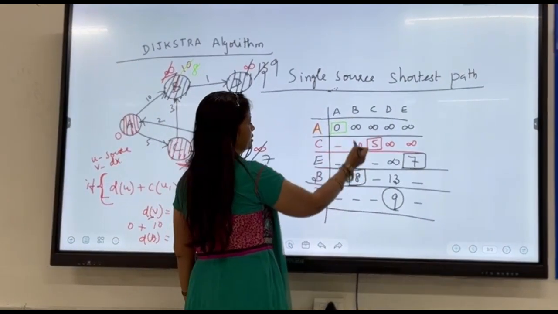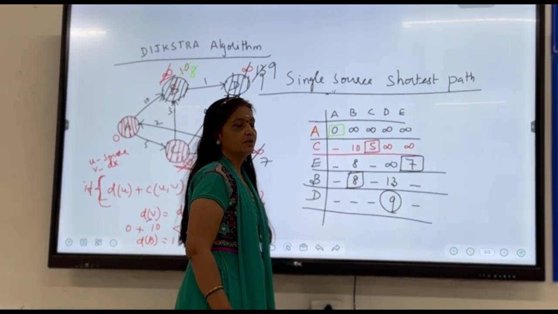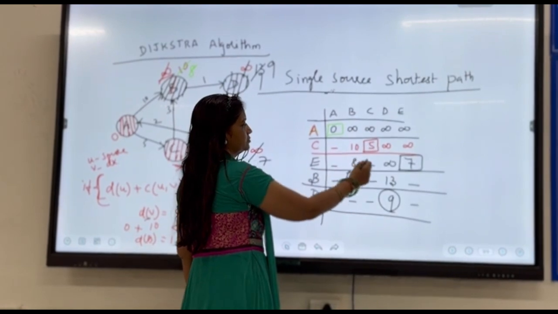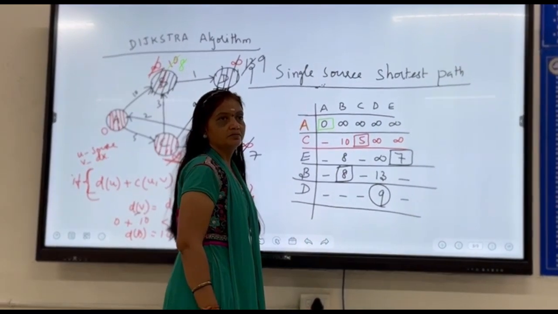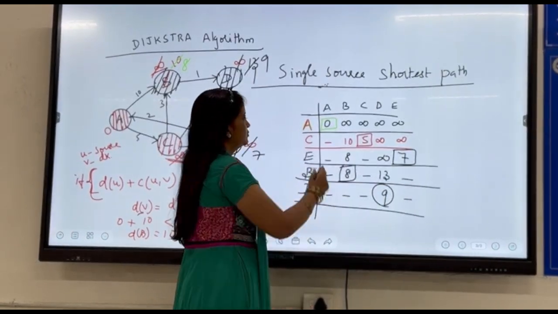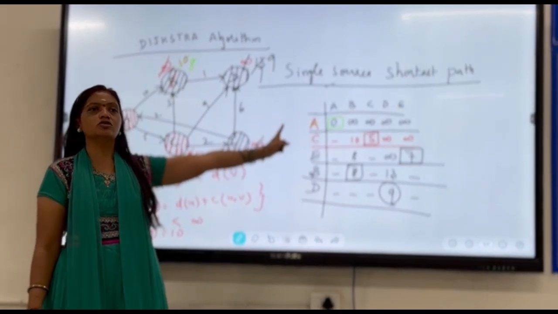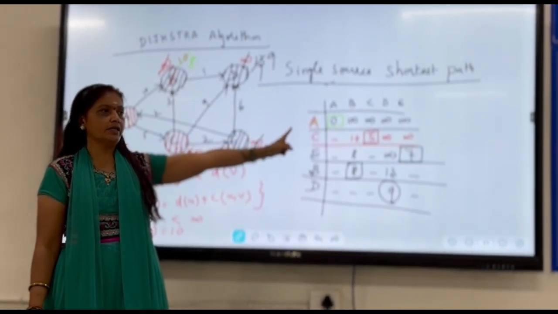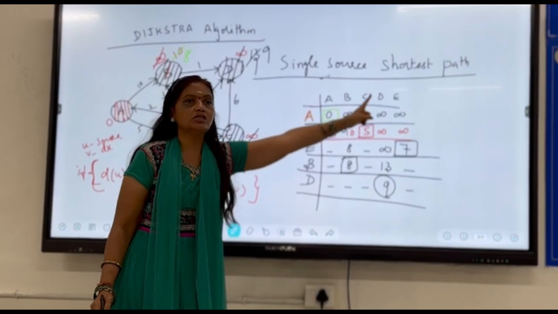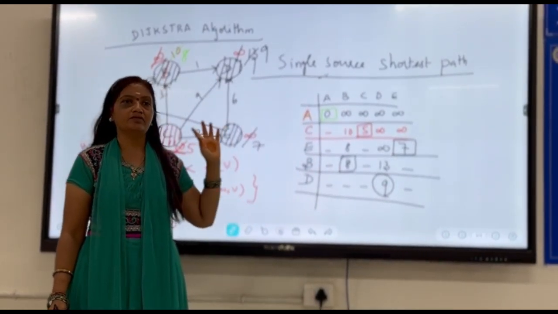So what is the shortest distance from A to B? A to B it is 8. From A to C it is 5. From A to D it is 9. A to E it is 7. So the single source node is A. For that source node A, I found out the shortest distance to all the other nodes in the graph.